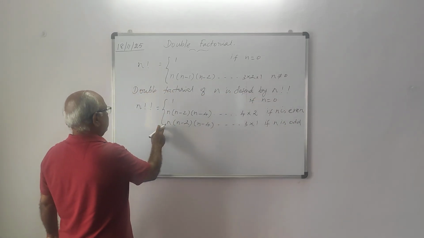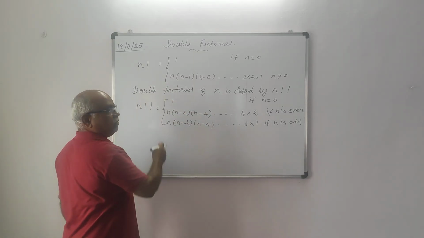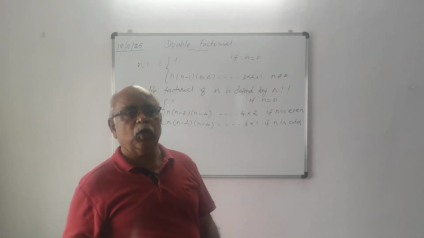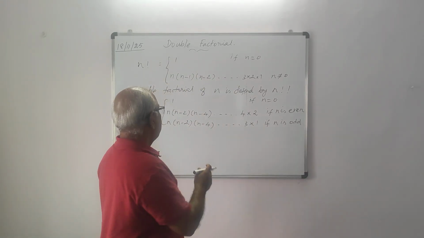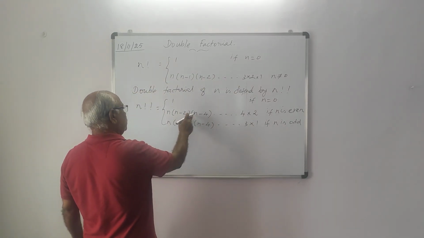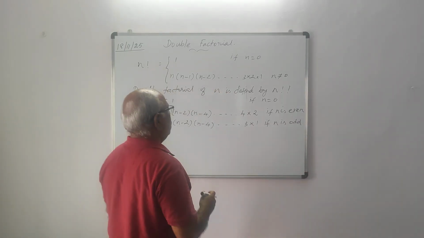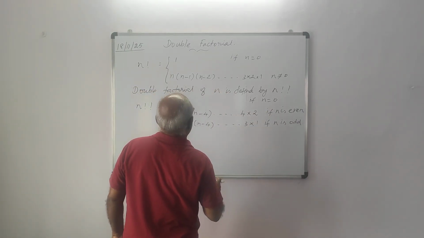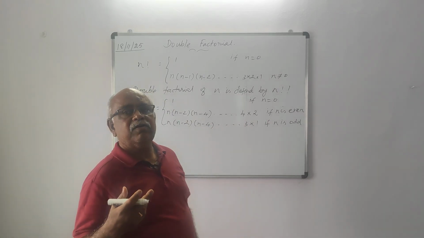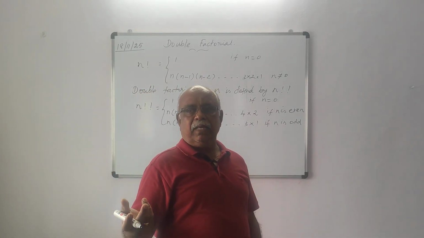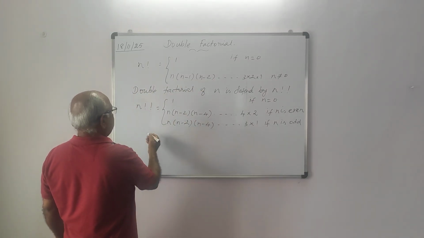This is double factorial of n. Double factorial of n can be defined by 3 cases. If n is equal to 0, double factorial of n is 1. If n is even, double factorial is n into n minus 2. You have to reduce 2 to terms up to 4 into 2 if n is even. The same procedure is adopted if n is odd. It should end with 3 and 1.